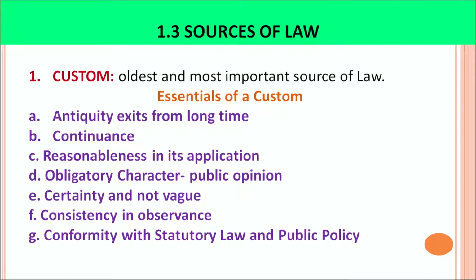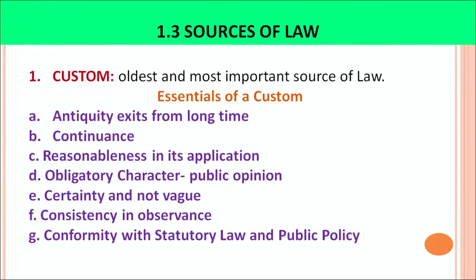The second essential is continuance. That is, it is a set practice and it is continued in practice without any break. The third essential of a custom is reasonableness in its application. That is, it should be a reasonable custom. It should not be unreasonable. The fourth important component is that it should be obligatory in character. That is, public opinion should be in favor of observing this custom. The fifth point is regarding certainty. That is, the custom should be certain. It should not be vague.